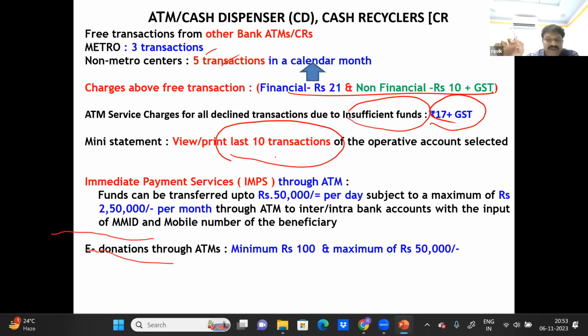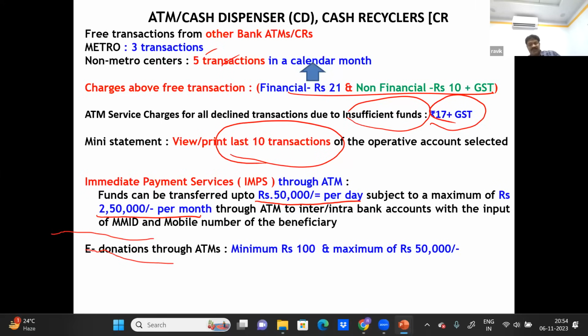The last 10 transactions will appear. Now, Immediate Payment Service through ATM. We use the IMPS facility through our mobile, but if you want, you can use IMPS through ATM also. But there is a limit. How much? 50,000 per day, subject to a maximum of 2,50,000 per month. Through ATM, if you want to do an IMPS transaction, the limit is 50,000 per day, 2,50,000 per month.